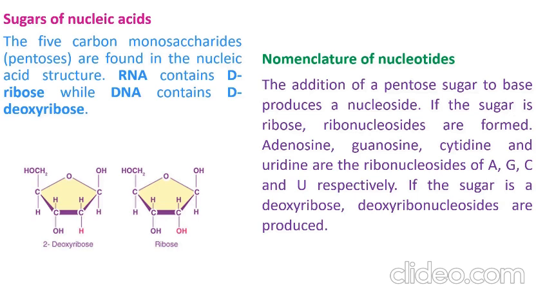Ribose contains a hydroxyl group at the second carbon position. This difference in the sugar component contributes to the unique properties and functions of DNA and RNA.